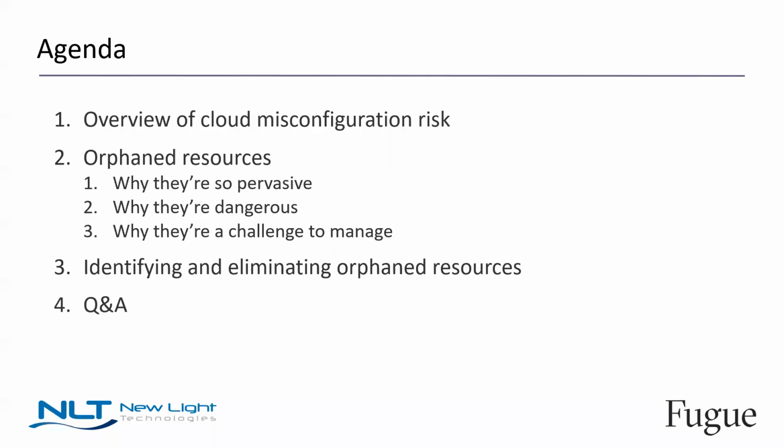So what we're going to go through today is an overview of cloud misconfiguration risk. The reason we're starting there is because any resources you have in cloud are potential attack vectors, and the orphaned ones are much more likely to be misconfigured because they're kind of out of sight, out of mind. So first we'll talk about the risk of cloud misconfiguration, and then we'll talk about orphaned resources, why they're pervasive, why they're dangerous, why they're a challenge to manage. And then Dave's going to show you a bunch of great ways to identify and eliminate orphaned resources as appropriate, and some Q&A. Let's go to the next slide.